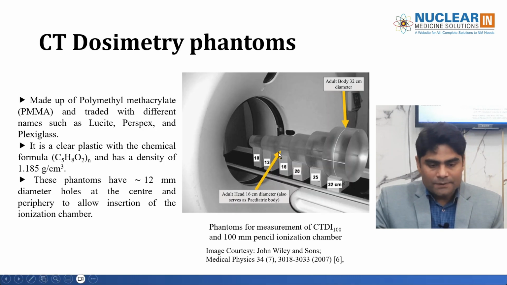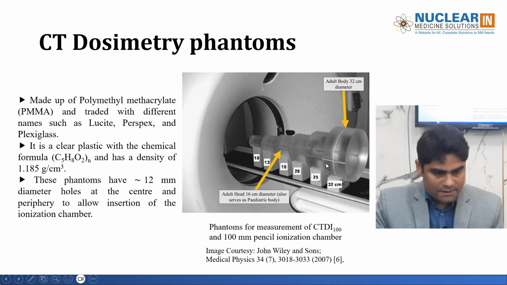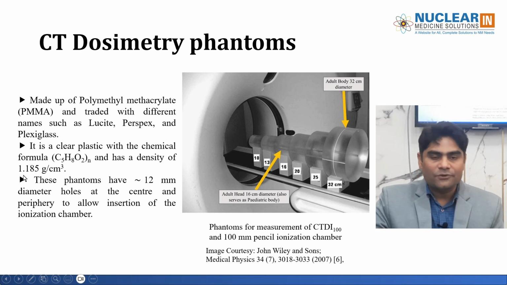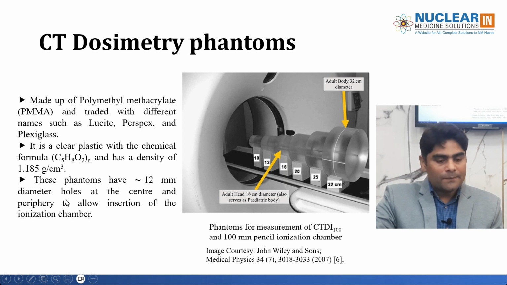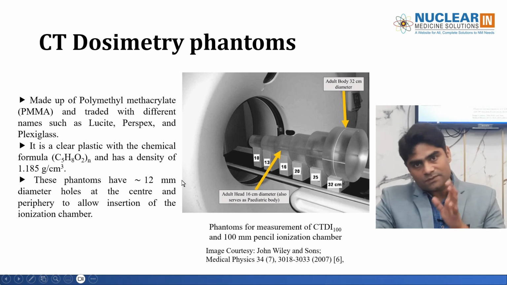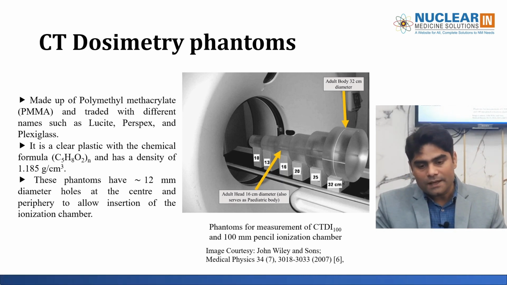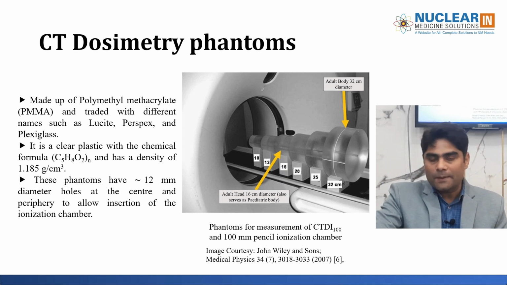There are different phantoms which can be used for different ages of patients, like 10 years, 15 years, 20 years, 5 years, newborn, and they have a density of 1.185 gram per centimeter cube. They have holes of around 12 mm diameter at the center and at the periphery to account for CTDIw, which is why we say that periphery and center factors are both used.